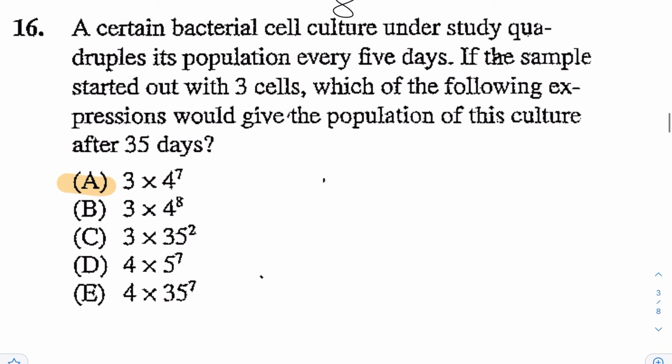All right, next for number 16. A certain bacterial cell culture under study quadruples its population every 5 days. The sample started out with 3 cells. Which of the following expressions would give the population of this culture after 35 days? So it quadruples every 5 days. And you have 35 days, so there will be 7 quadrupling events.